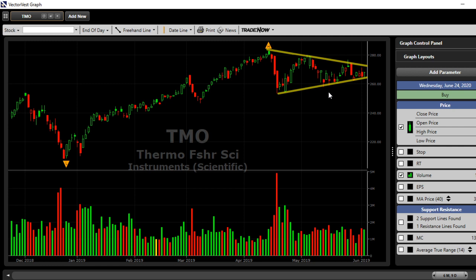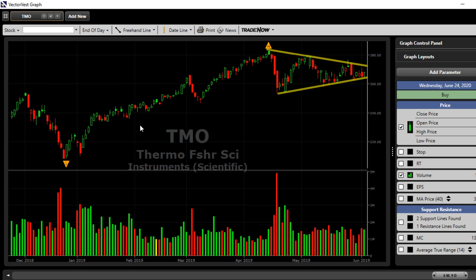So here we have a symmetrical triangle. The reason it's a symmetrical triangle is because we have lower highs, but we have higher lows. Basic geometry, right? Lower highs, higher lows. What's happening is price is getting squeezed closer and closer to the apex of the triangle. Something has got to give.